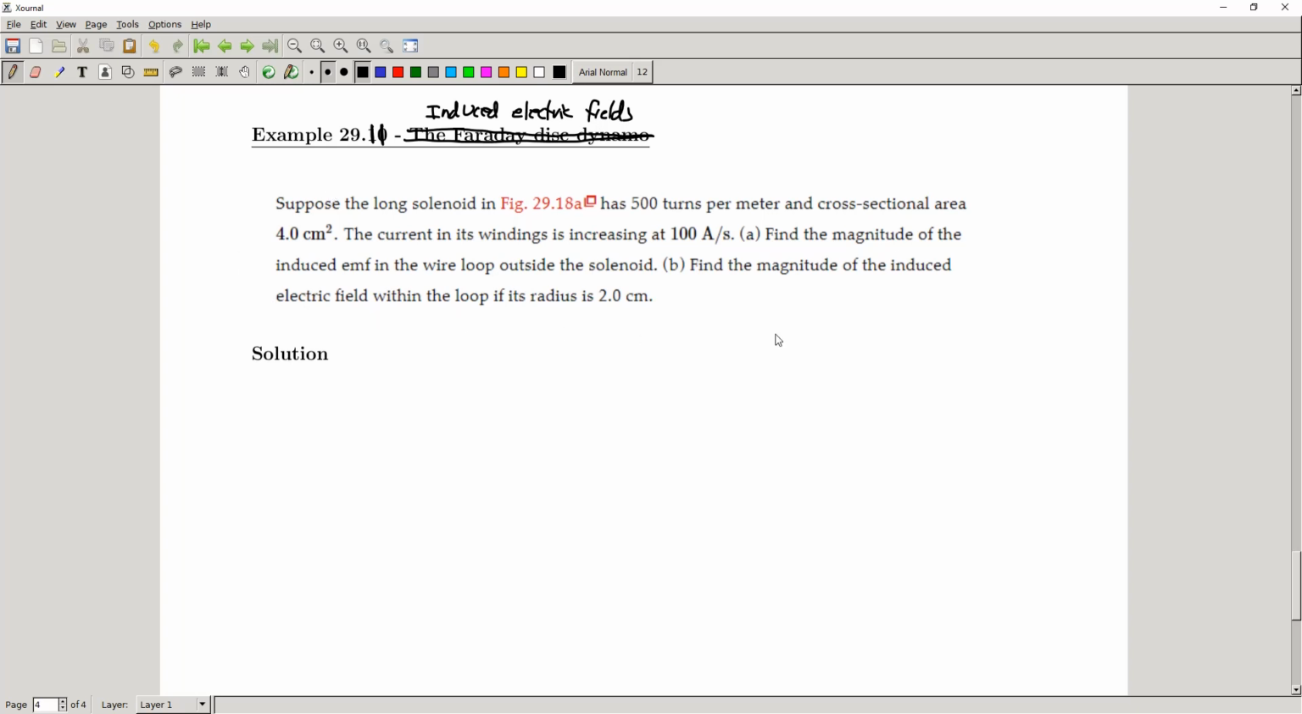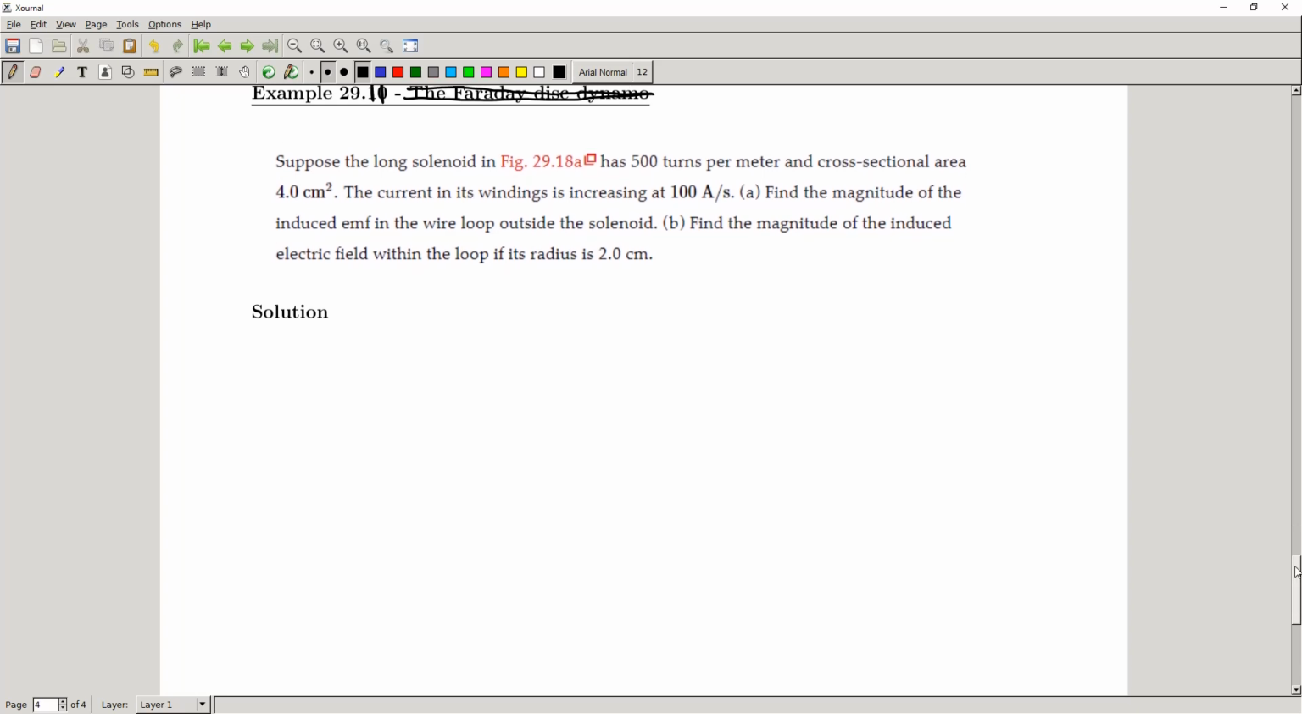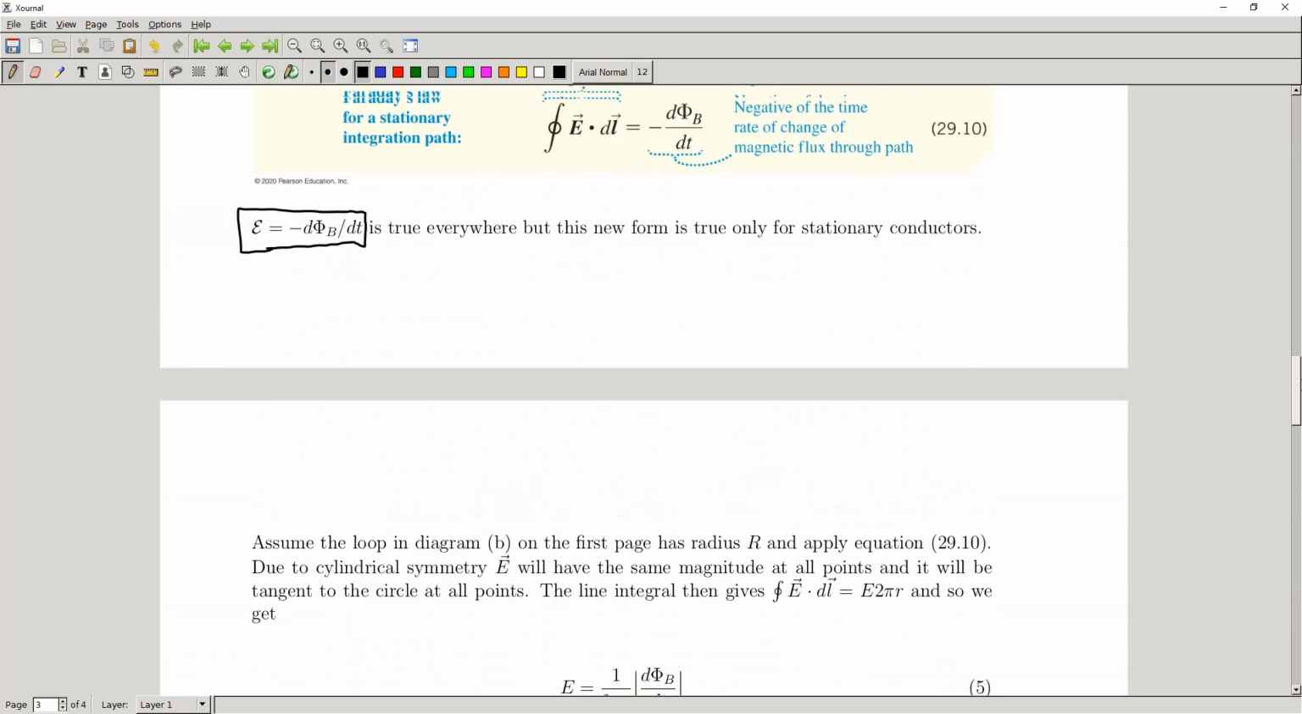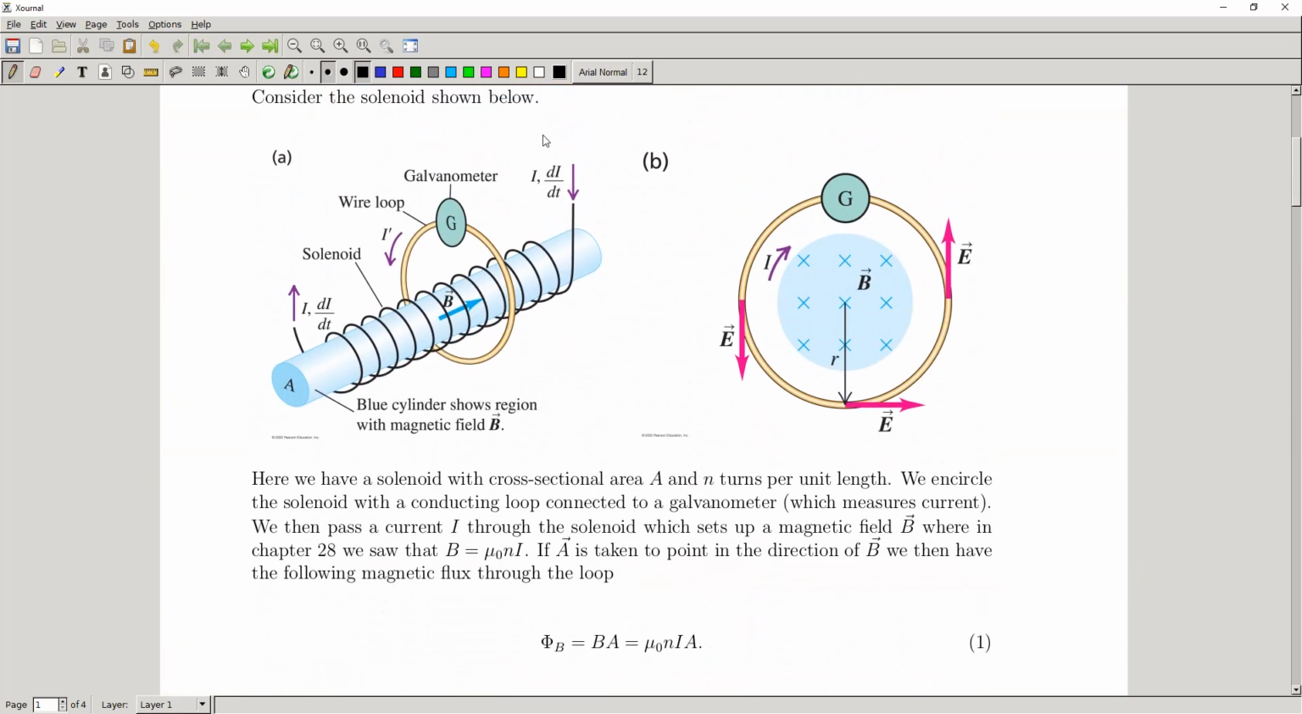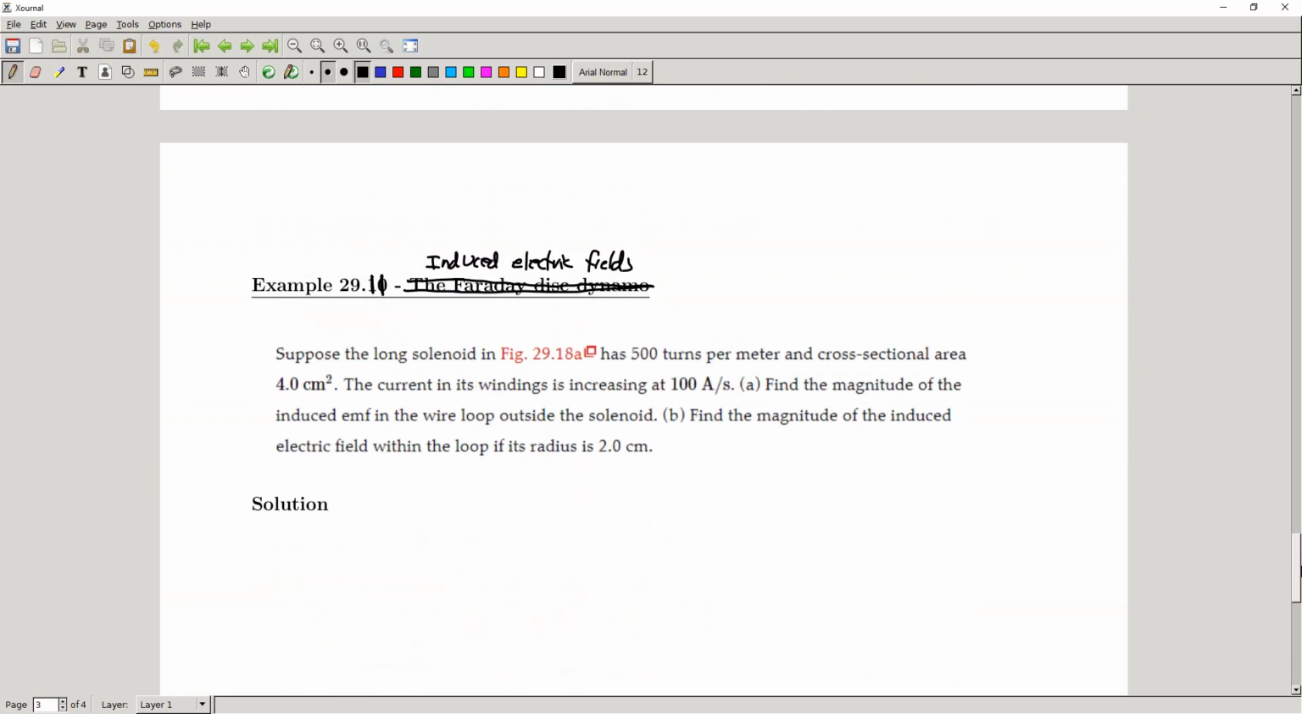This is actually the correct problem, though. This is directly from the text, their 29.11 induced electric fields. We're going to take a look at the following situation. Suppose that the long solenoid in figure 29.18a, which is this figure that we saw up here, so we're thinking about this diagram here, has 500 turns per meter and a cross-sectional area of 4 centimeters squared. The current in the windings is increasing at 100 amps per second.